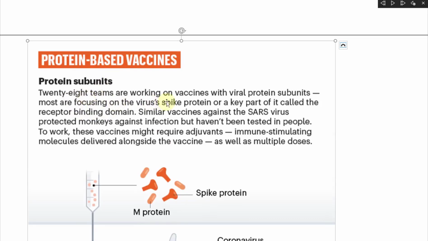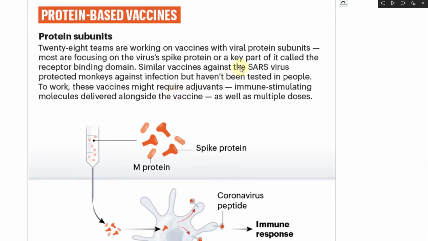So you have 28 teams working on vaccines with viral protein subunits. Most are focusing on the virus's spike protein or a key part of it called the receptor binding domain. Similar vaccines against the SARS virus protected monkeys against infection but haven't been tested in people. To work, these vaccines might require adjuvants, which are immune-stimulating molecules delivered alongside the vaccine. So that's interesting. You have another immune-stimulating component, but it's not part of the vaccine itself. But you're injecting it with the vaccine as well.